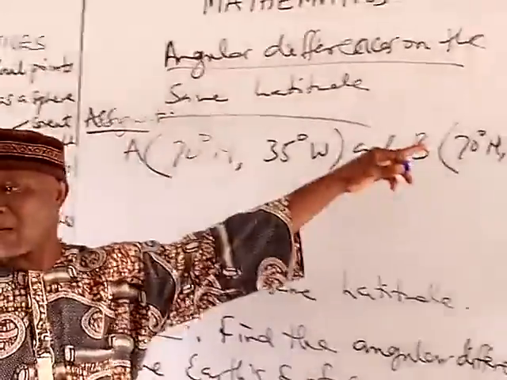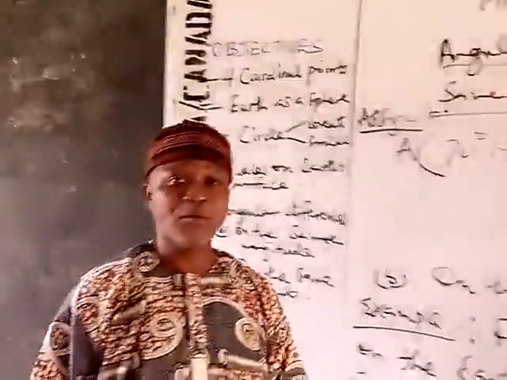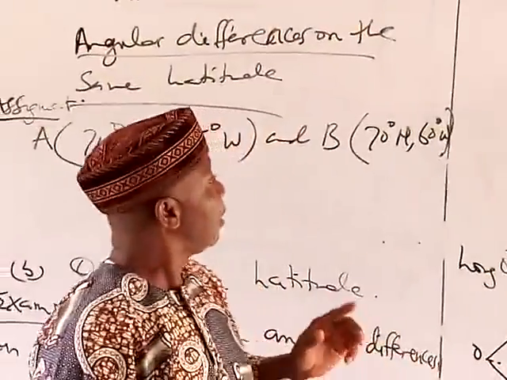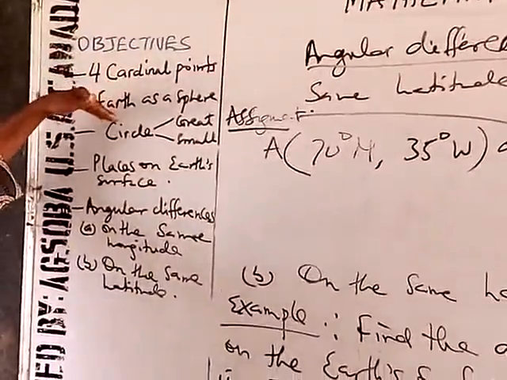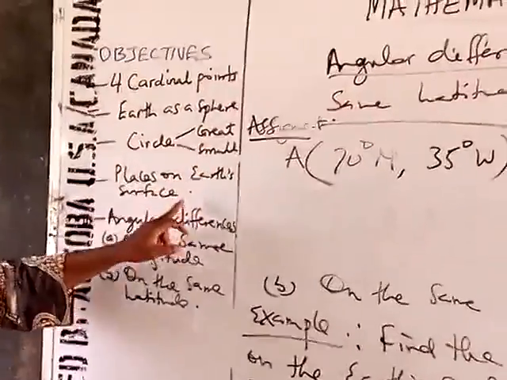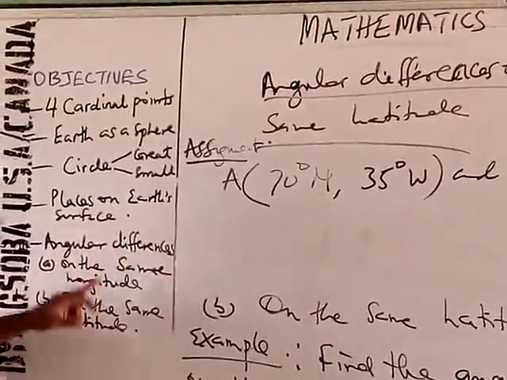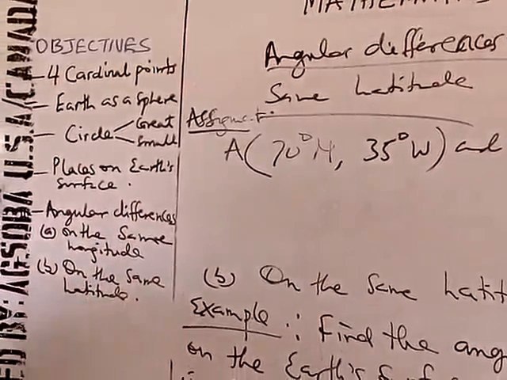Don't forget the second assignment given to you. Remember this, and I want you to listen attentively to what we have discussed. We have discussed the cardinal points, Earth is a sphere, the great circle, the small circle, how to locate places on Earth's surface, angular difference on the same longitude, and angular difference on the same latitude.